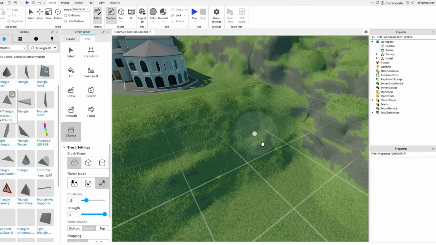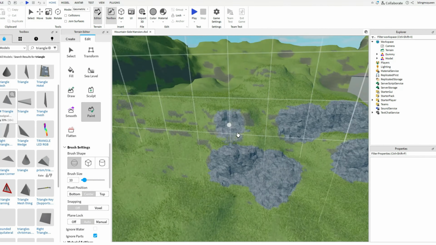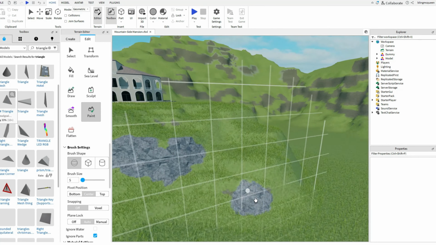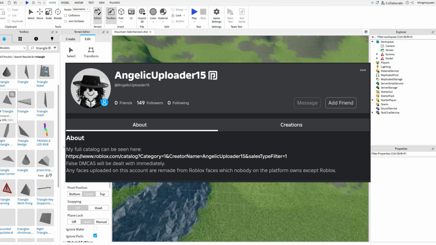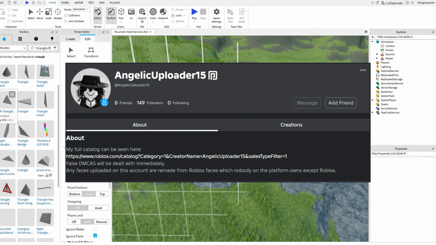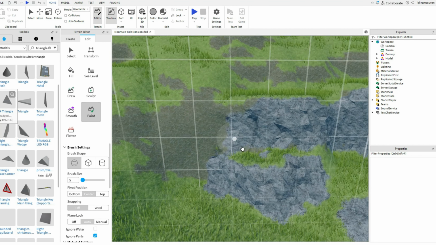I decided to use my journalistic instinct to check out who this Angelic Uploader person is, and it's an e-girl, guys. It's an e-girl. The Roblox e-girls are back, okay? I can't escape them no matter what. Or it's at least someone posing as one. Either way, it sucks, okay?